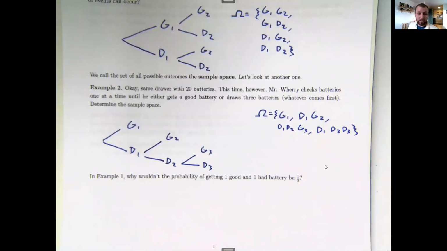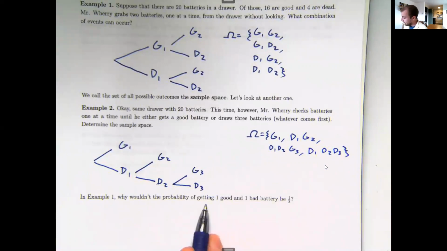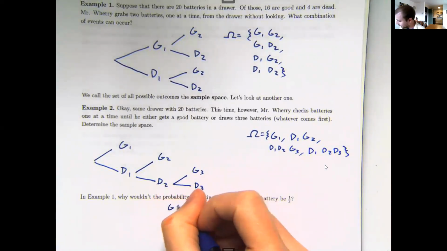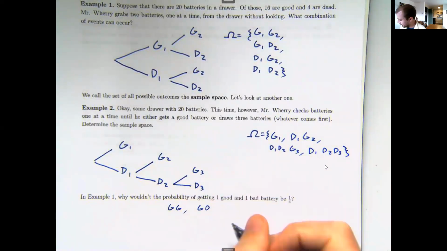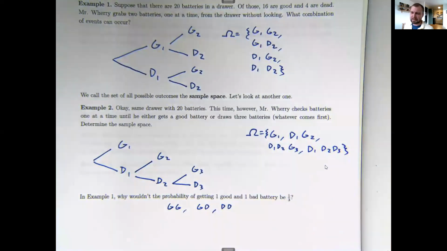So in example 1, a follow-up question might be, why isn't the probability of getting 1 good and 1 bad 1 out of 3? Because as far as I can see it, you could either have 2 good batteries, you could have good and dead, doesn't really matter what the order is, or dead and dead. So it feels like there are really 3 things that can happen. I either have 2 good, 1 good, or no good. So why isn't this probability 1 out of 3?